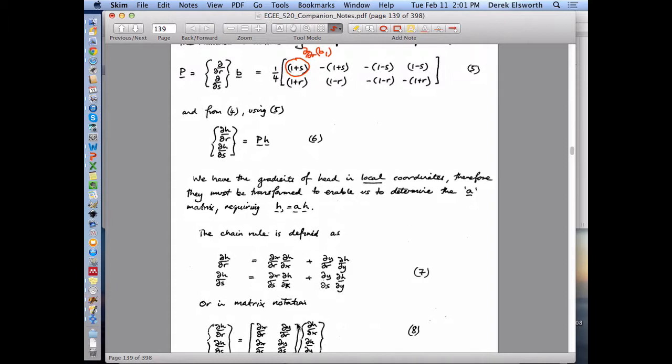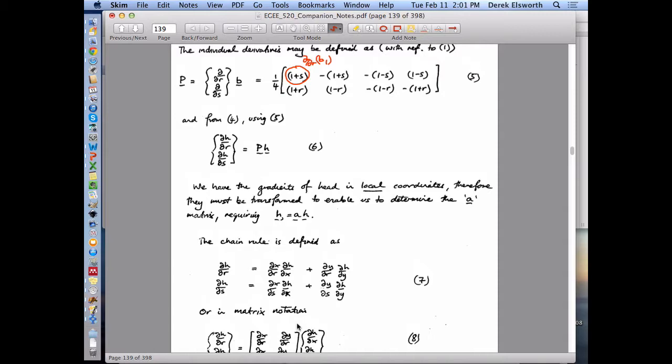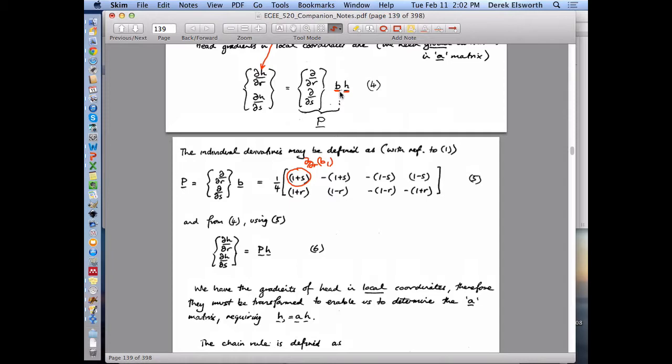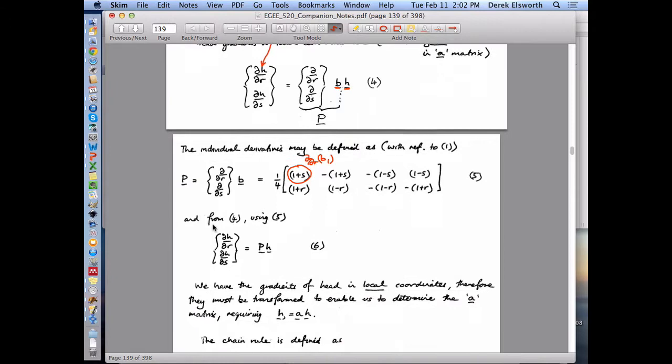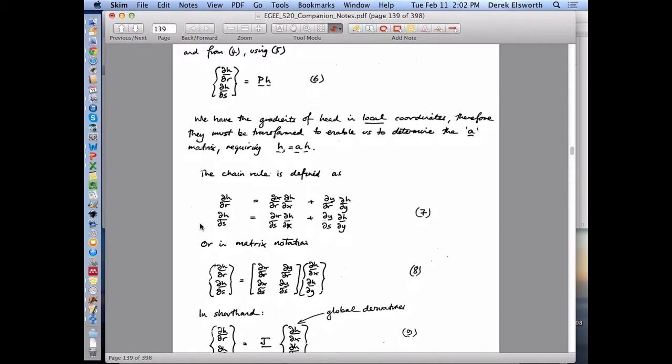And so now we have the ability to get the heads with respect to the local gradients, but we need them with respect to this global gradient to be able to make sure that we have this matrix. And so we have to figure out exactly how to do that. And it's no different from what we did in the one-dimensional case. It just looks a bit more involved. And that is that we want to figure out exactly what dh/dr is.